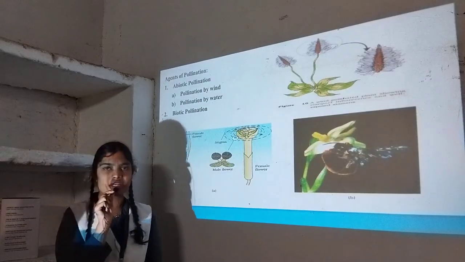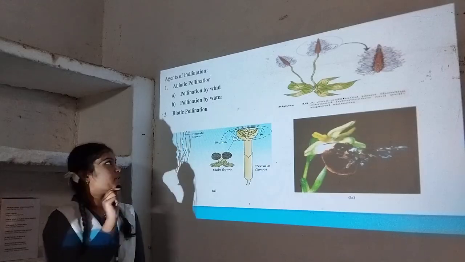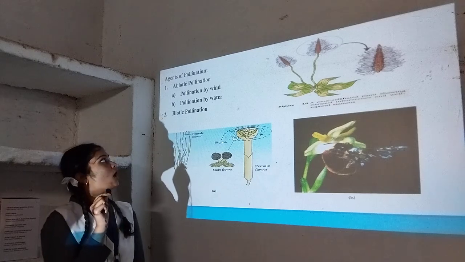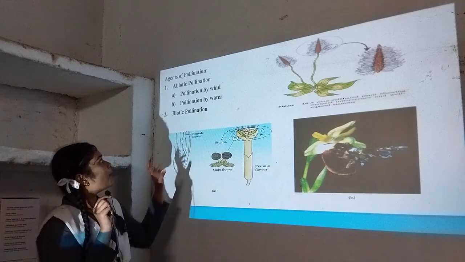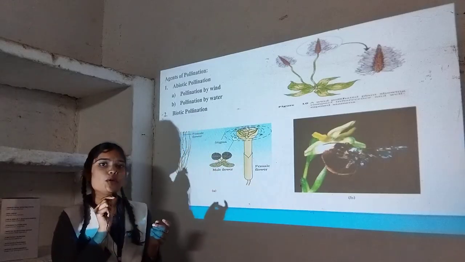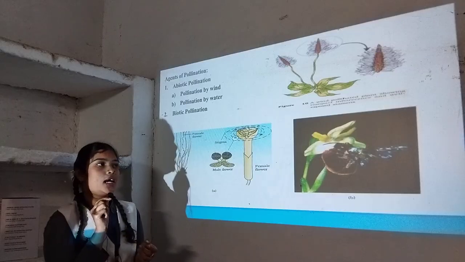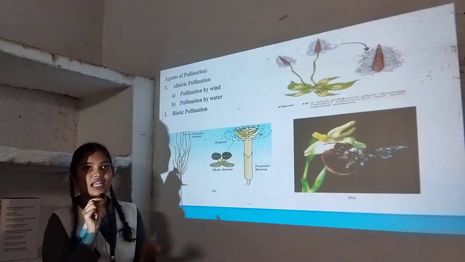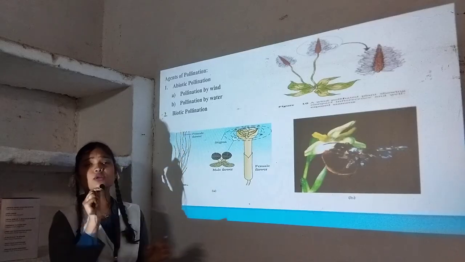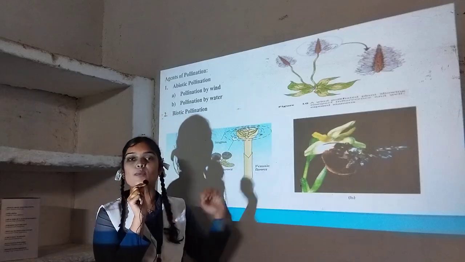Now, the agents of pollination. There are 2 types of agents of pollination: biotic and abiotic. Abiotic agents are further divided into 2 types, wind and water. Pollination by wind. Generally, the flowers that are pollinated by abiotic agents are small in size, colorless and odorless, and they don't need to produce any nectar, because they don't need to attract insects for pollination. This is the example of wind pollination.